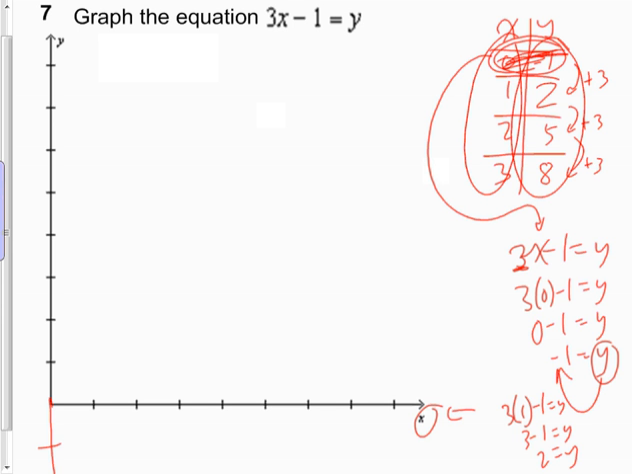And I'm simply going to graph 1, 2, 3. So I'll put a 1, a 2, and a 3. And I need to go 2 to 8. So I'm just going to go 1, 2, 3, 4, 5, 6, 7, 8. All right. 1, 2 is right here. 2, 5 is right here. 3, 8 is right here. And that's my graph.